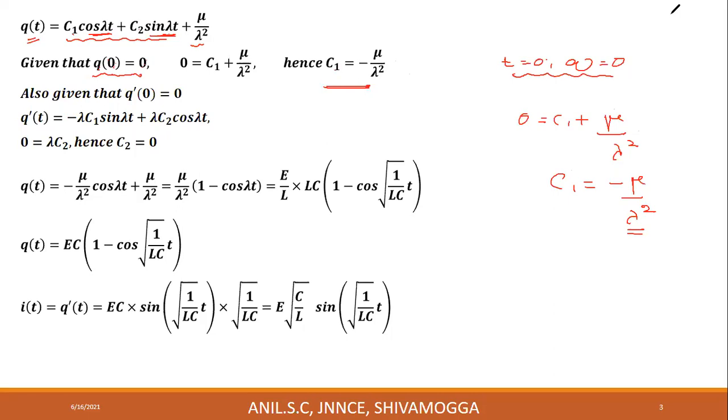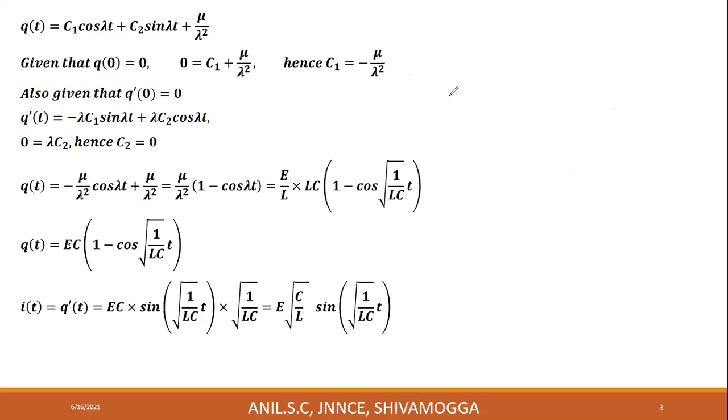Let's use the second condition. What's that second condition? When time t is equal to 0, I is also equal to 0. I means dq by dt, or you can write it as q dash of t. This is equal to 0. This is same as I. To obtain q dash, differentiate this solution throughout with respect to t. Derivative of q of t is q dash of t.